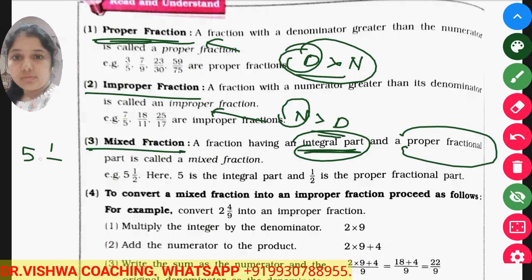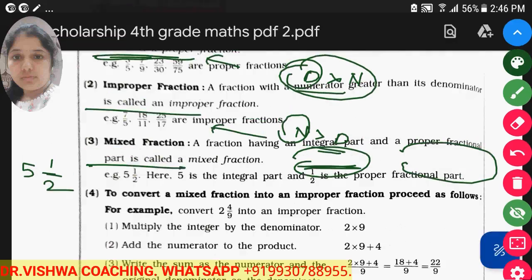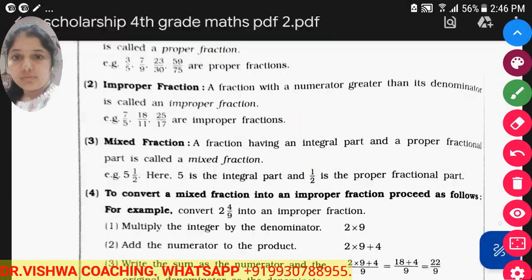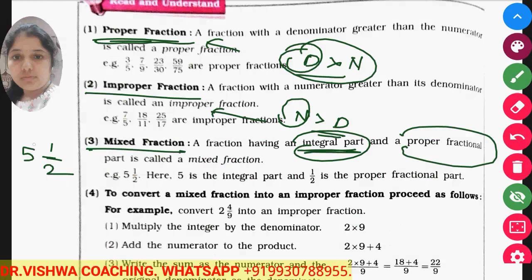Now I will show you. See, 5 1/2 is a fraction given to you. Here the integral part is 5 and 1/2 is the proper fractional part. This is the integral part and this is the proper fractional part. Why proper? Because the denominator is greater than the numerator here.